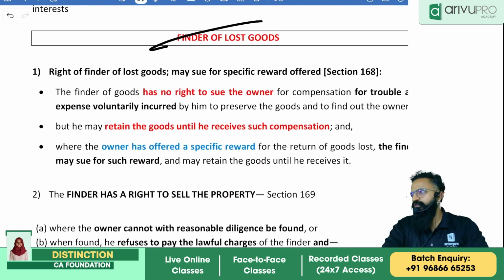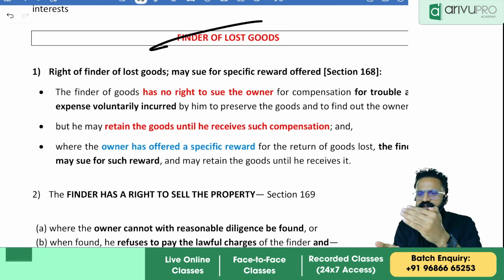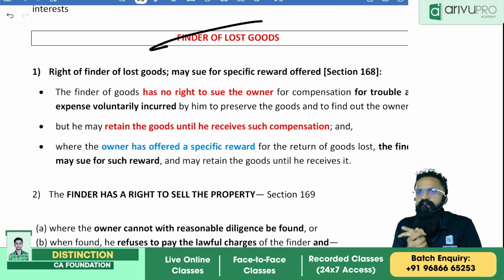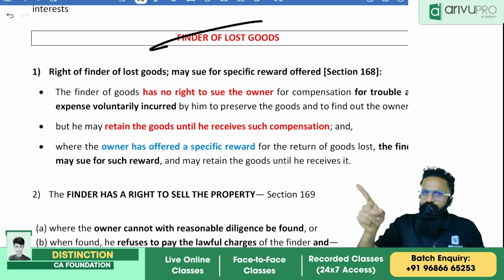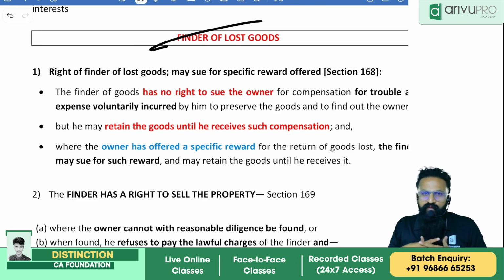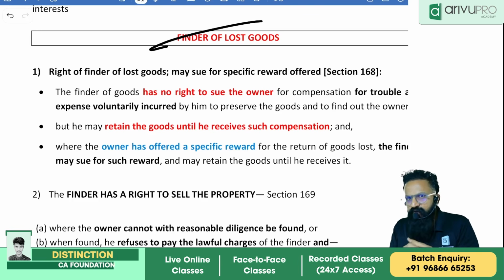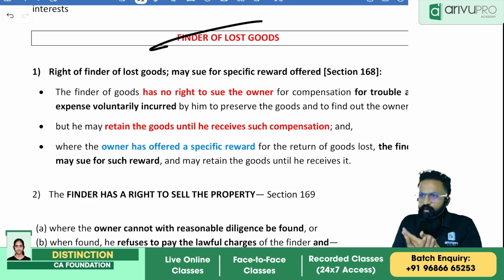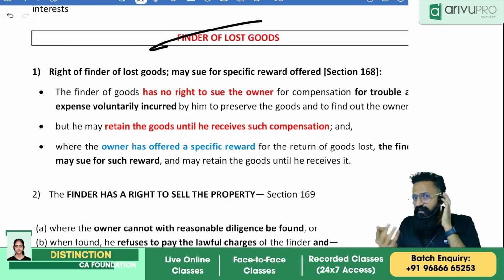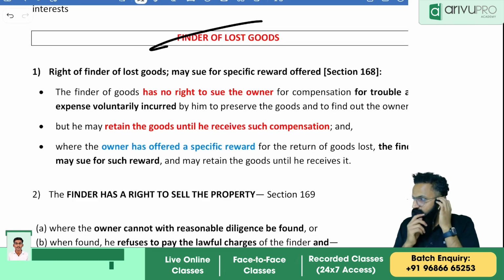Finder of lost goods. What is a finder of lost goods? I'm just telling you in the crux. Section 71, we generally saw there also. Whenever I find lost goods, I have certain rights. One, I have to keep the goods with me. My responsibility will be as a bailee. Until the owner is found, I will only keep it. Now, if I have spent any money, I can recover it from the owner. What if the owner does not repay the money to me? I have a right to withhold the goods with me until the money is paid. Can I file a case on it for recovery of the money? Answer is no. I cannot file a case.